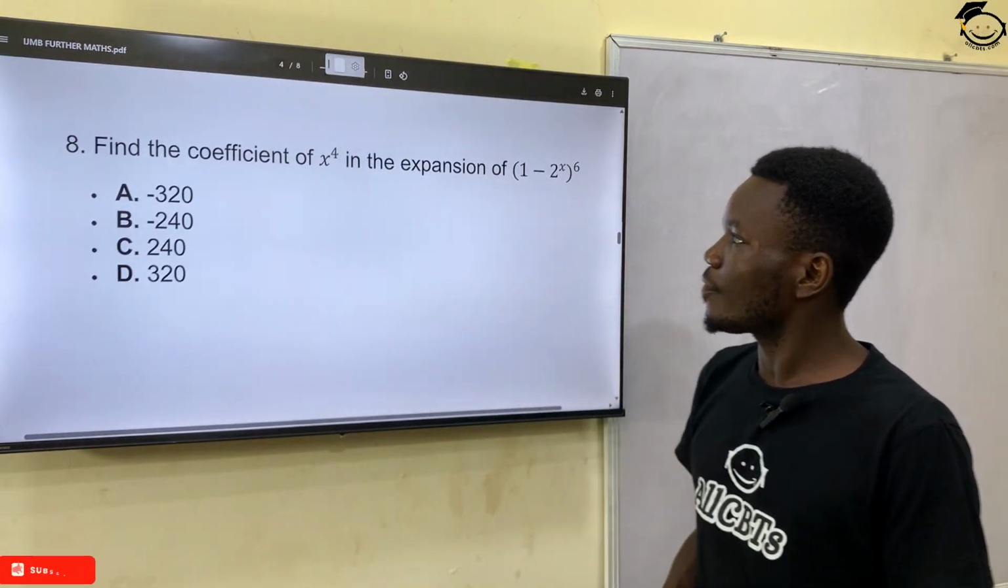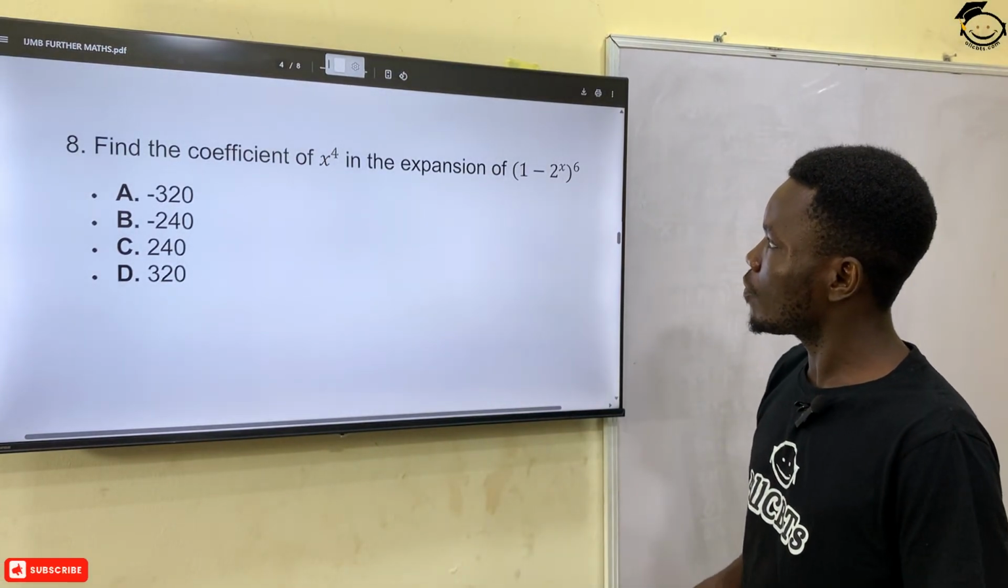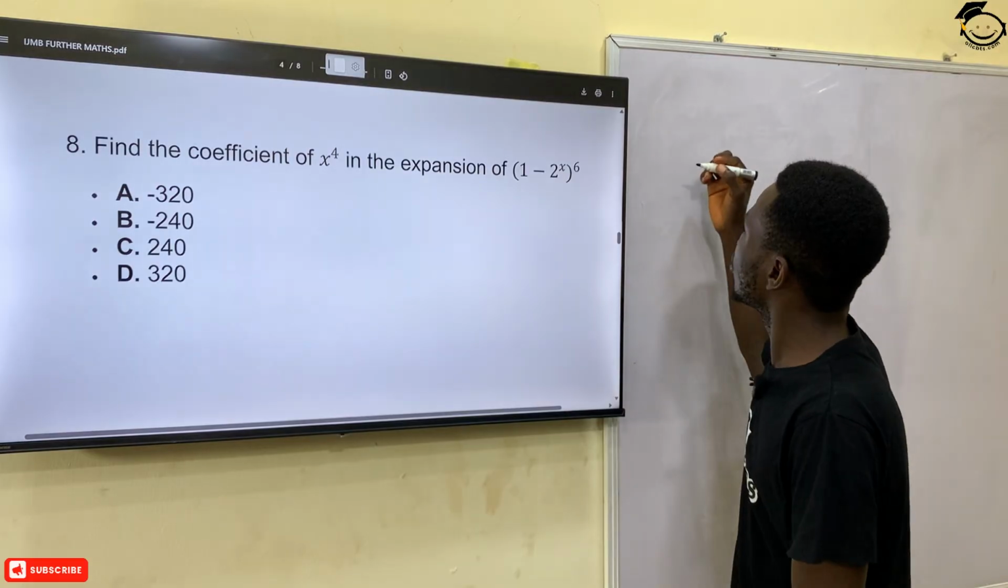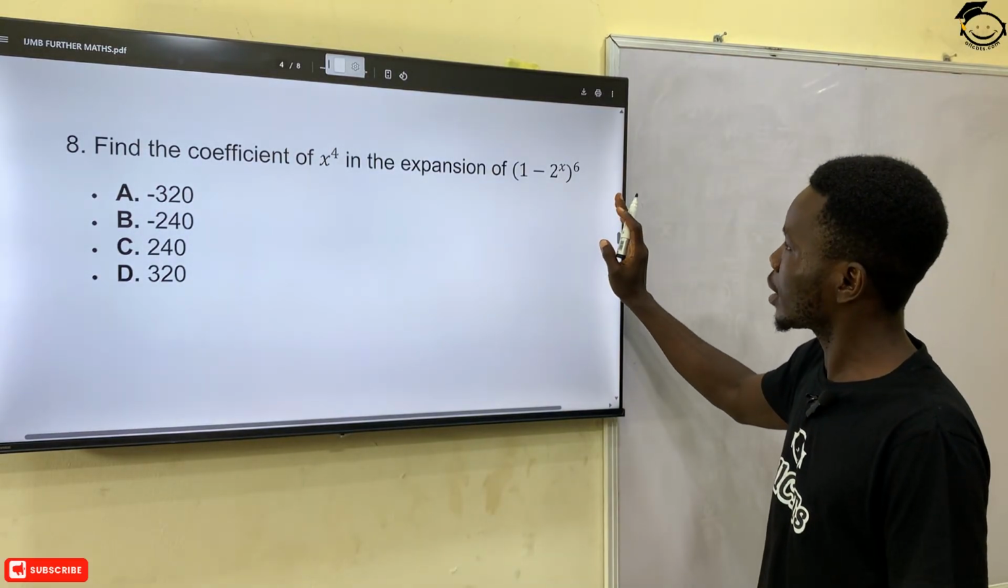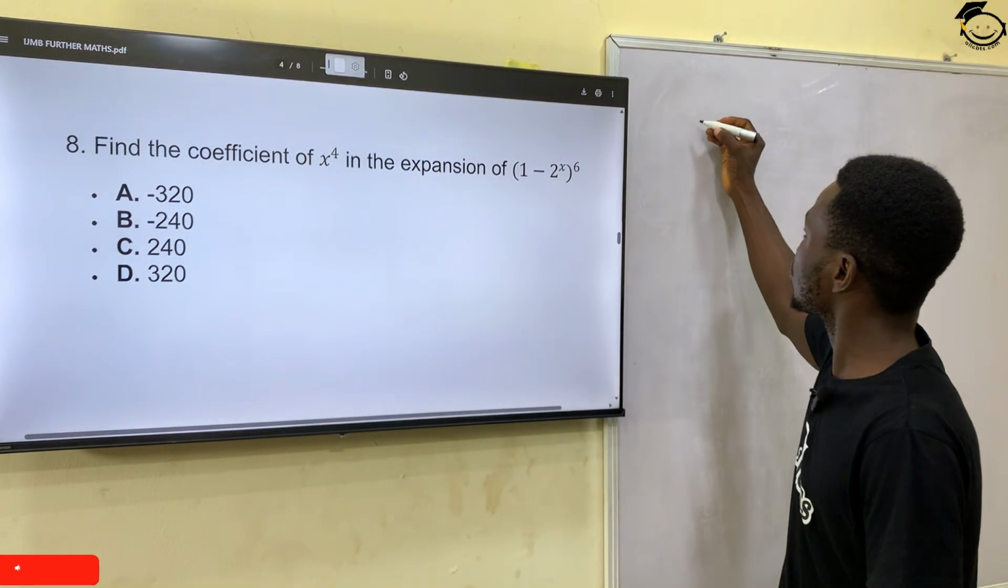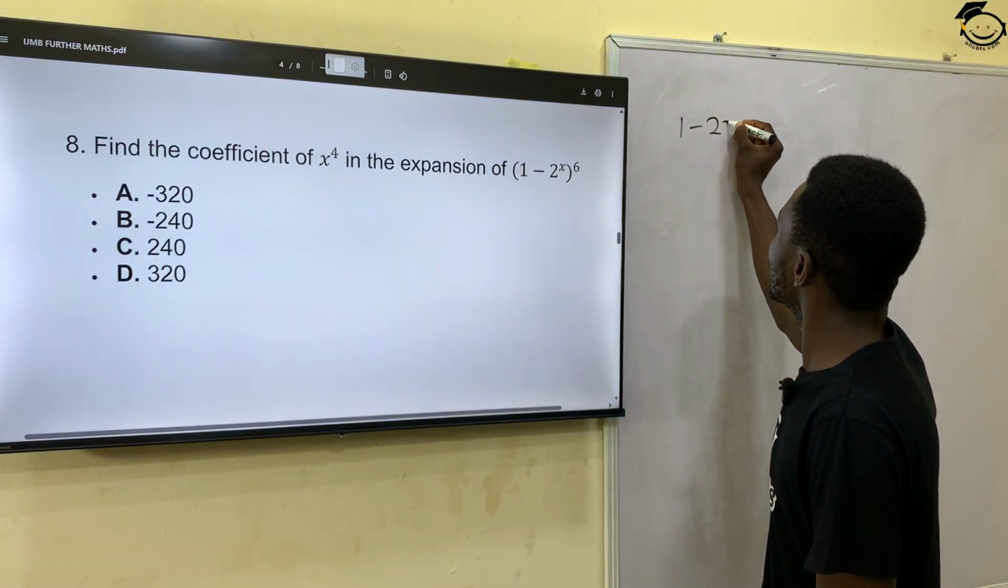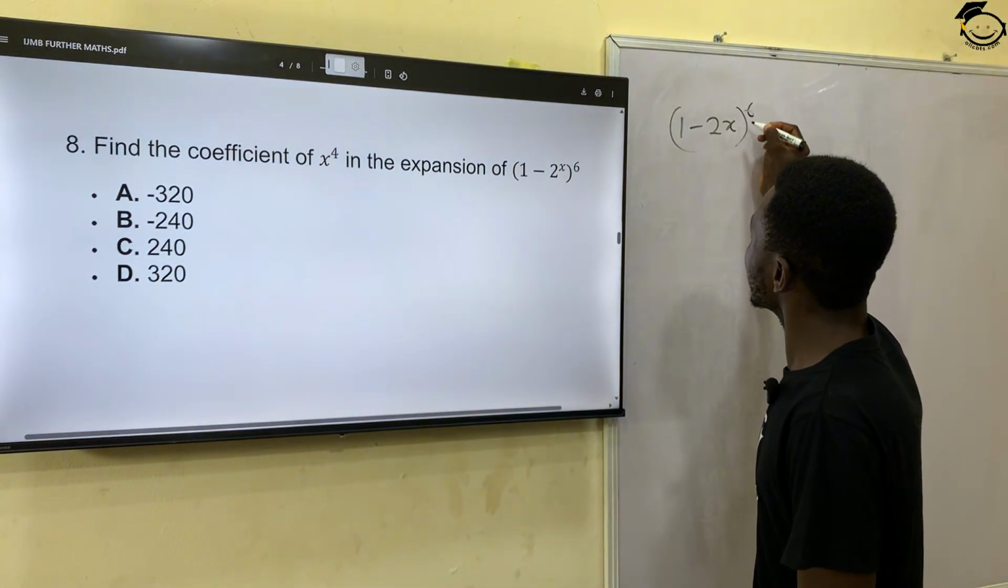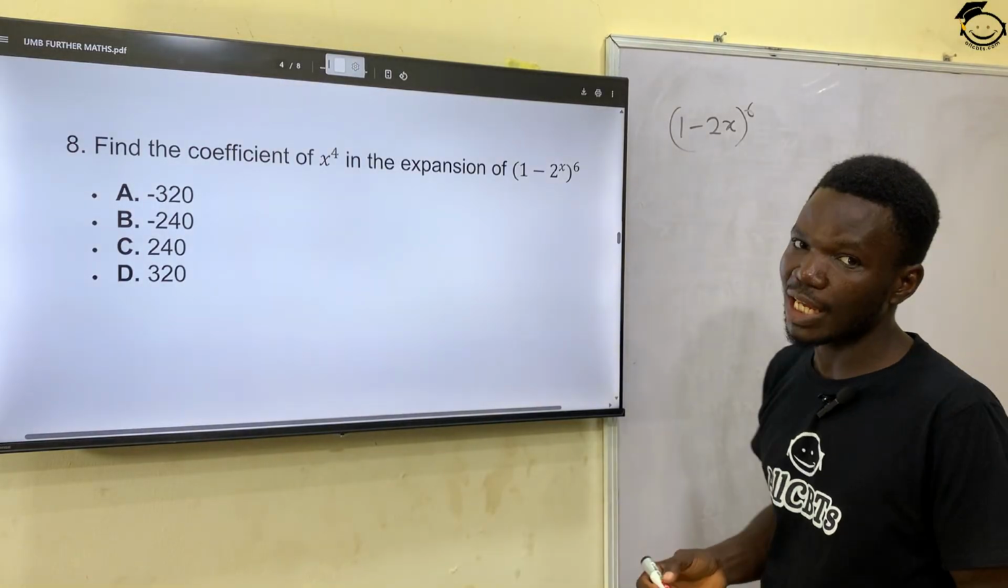So question number 8 says find the coefficient of x raised to the power 4 in the expansion of 1 minus 2x raised to the power 6, in bracket. The original format of this question is supposed to be 1 minus 2x raised to the power 6. So this is binomial expansion.